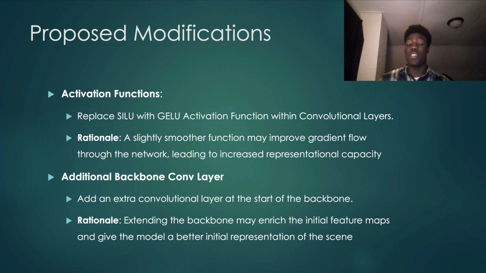Analyzing how YOLOv7's main improvements to the family involved incorporating new training tricks, as we discussed before, we began to investigate if the changes to the architecture itself could be optimized further. Thus, we have proposed two modifications to the YOLOv7 architecture. The first modification proposed was to replace all activation functions in the convolutional layer with a slightly smoother function to hopefully improve gradient flow through the network, possibly leading to an increased representational capacity.